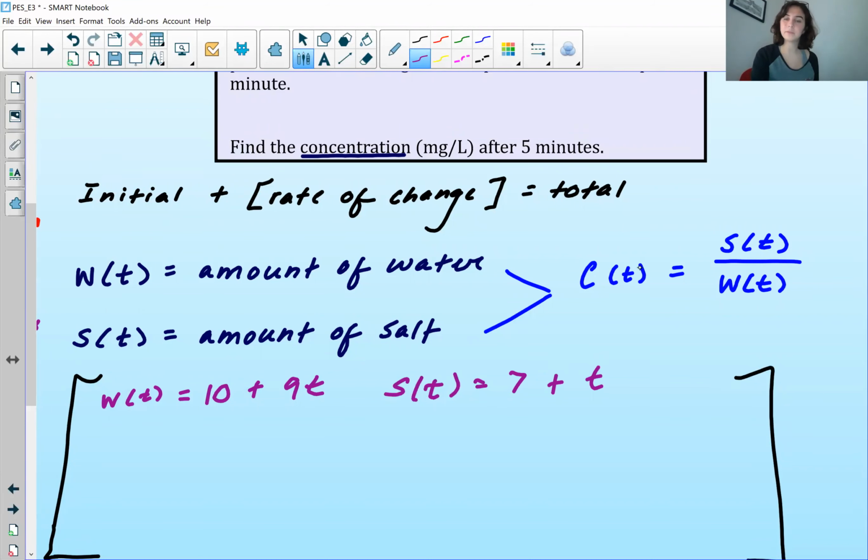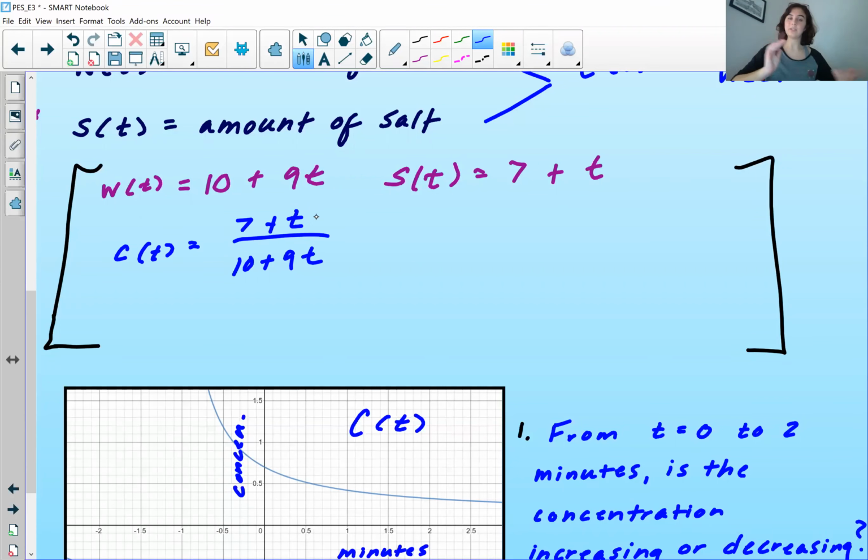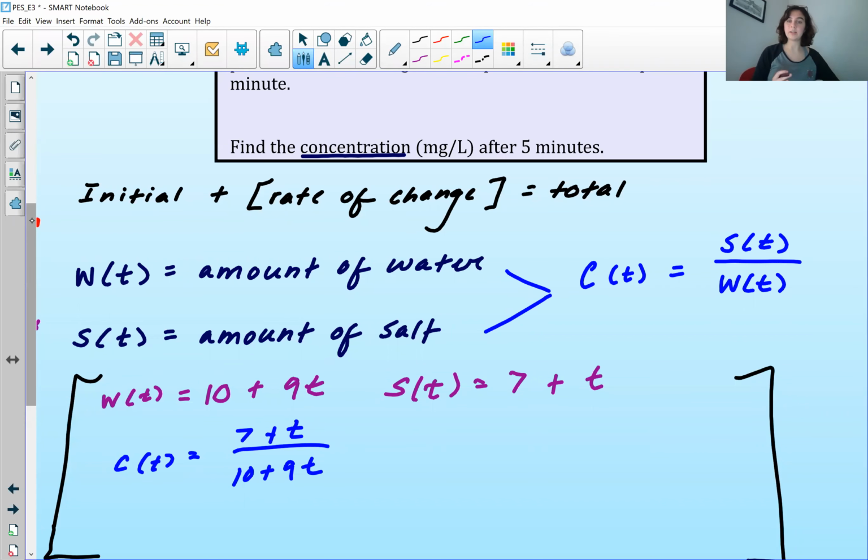So now you can see with what I have written in blue, we just have to divide these two functions, and now we have a model for our concentration. So C of t is going to equal S of t, which is 7 plus t, over 10 plus 9t, which is our water function. And that's our concentration. As you can see, it looks like a rational function. So now we know how to find the concentration at any time. And now we just need to plug in 5 for t, and we'll find the concentration after 5 minutes.